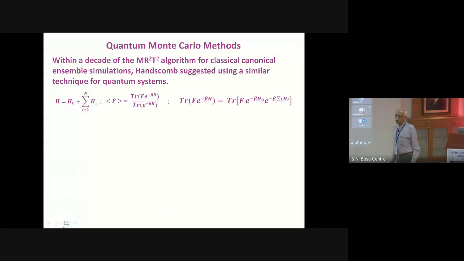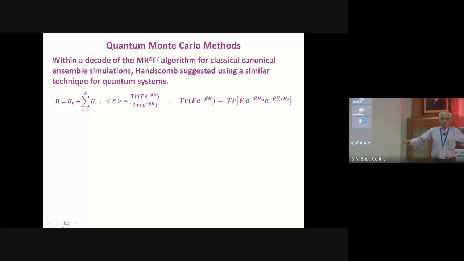Now I come to different kinds of methods. The first ones were all orbital-based methods. Now I am talking about the quantum Monte Carlo method. See, the first classical Monte Carlo by Rosenbluth, Teller, and Teller was sometime in the 50s. Okay, and it was based on ergodic Markov chains and so forth. But around 10 years later, Hanscom suggested using a similar technique for quantum systems.